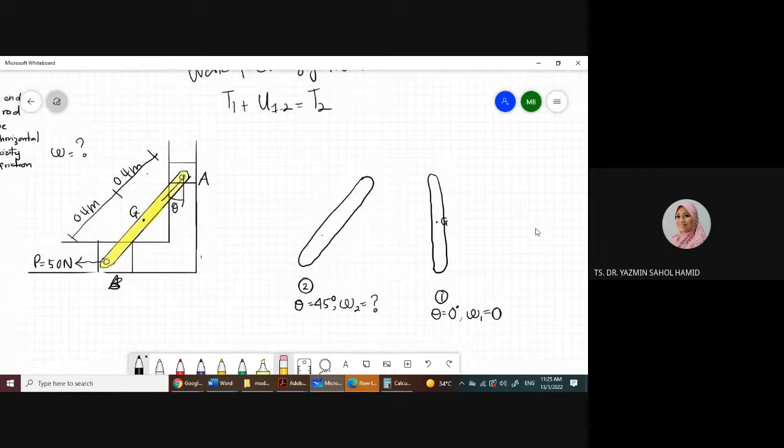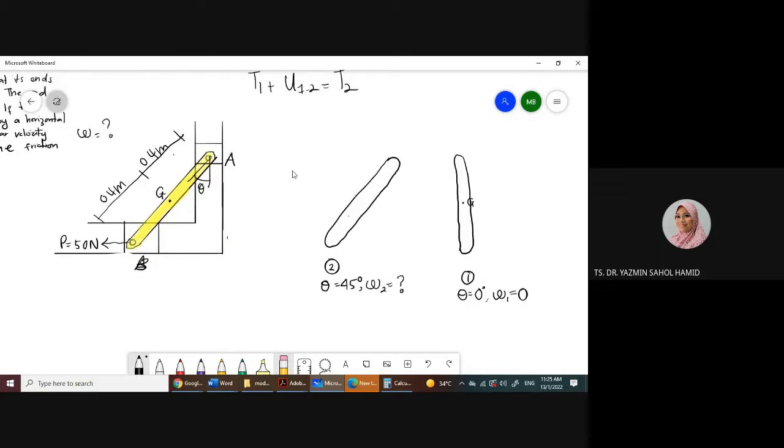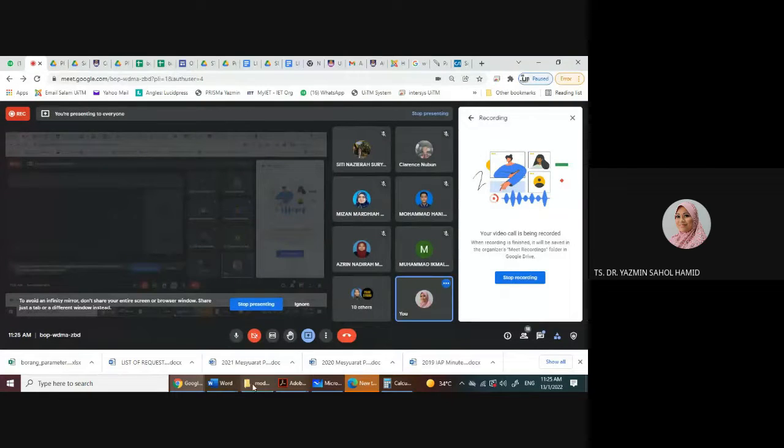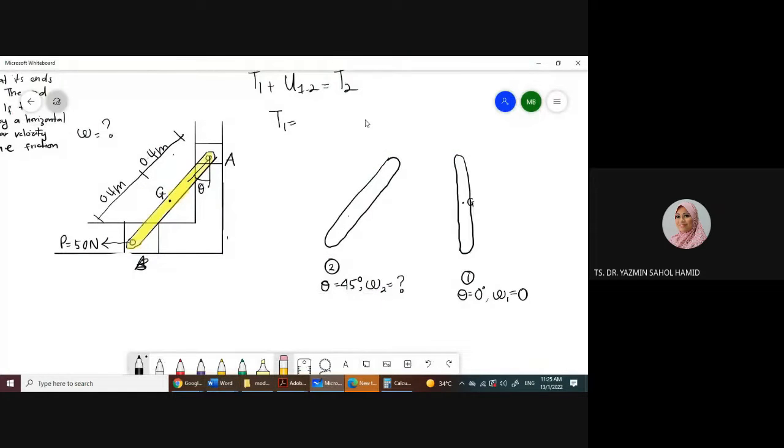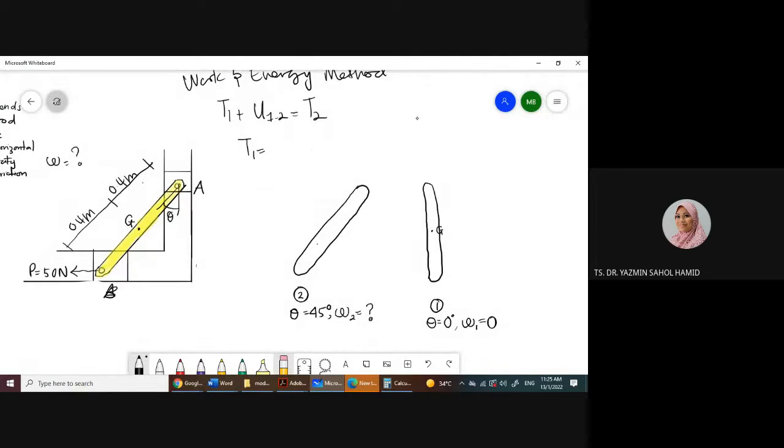Good. Okay, now. If you look at this kind of rod, what kind of kinetic energy is occurring? Now, you know the formula of kinetic energy. For a rigid body, there are two formulas. Can you tell me? What is the formula for kinetic energy for a rigid body? There are two. Check your notes. One over two m v square, plus one over two I omega square. Don't forget the one over two.